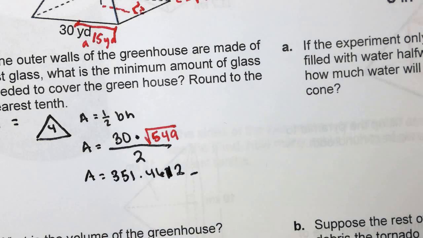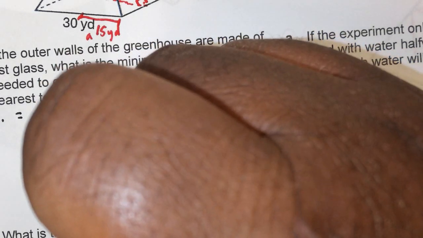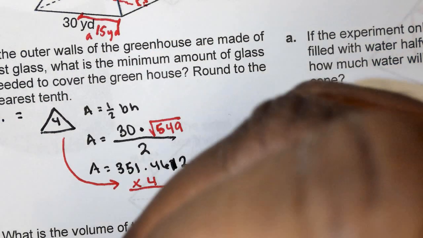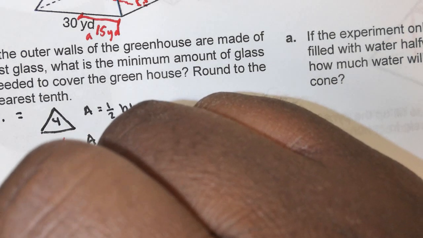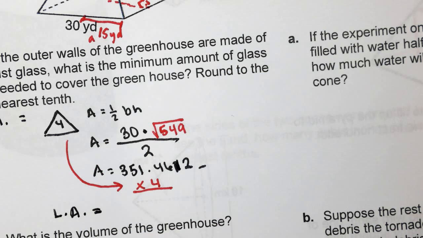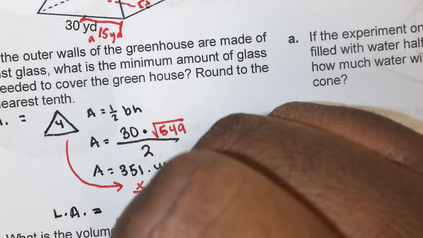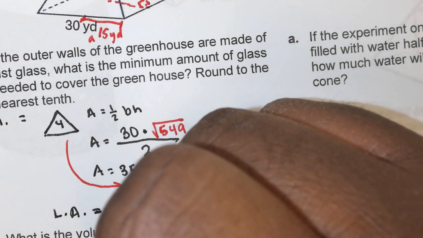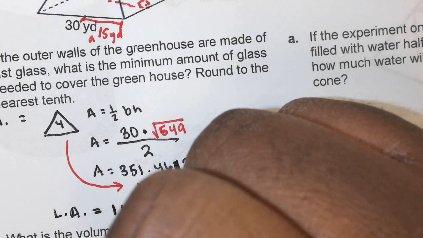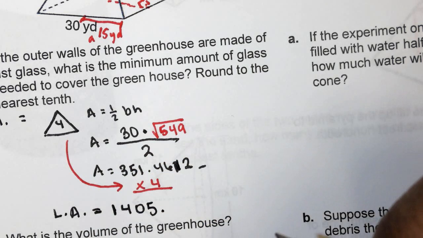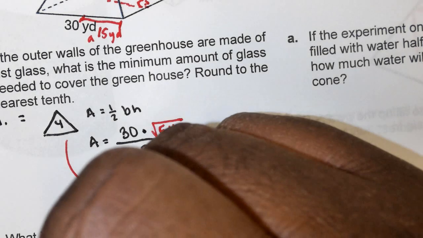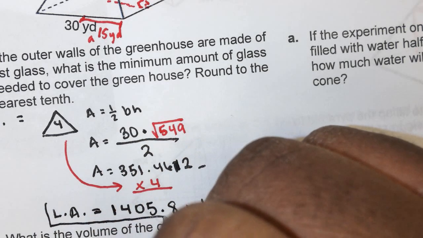We're going to multiply that times 4 because it's 4 triangles that are the same. And then we'll get our lateral area. We round to the nearest tenth. This is area, so it's going to be yards cubed. I mean, yards squared. I said that wrong.